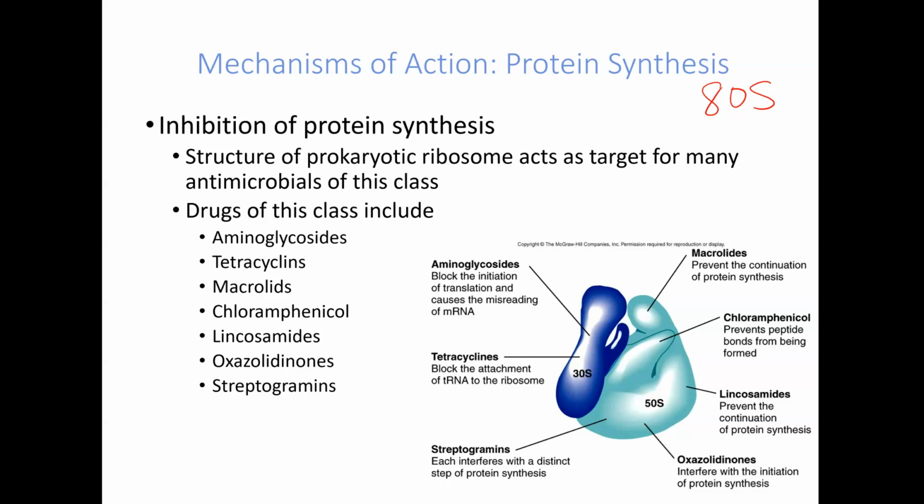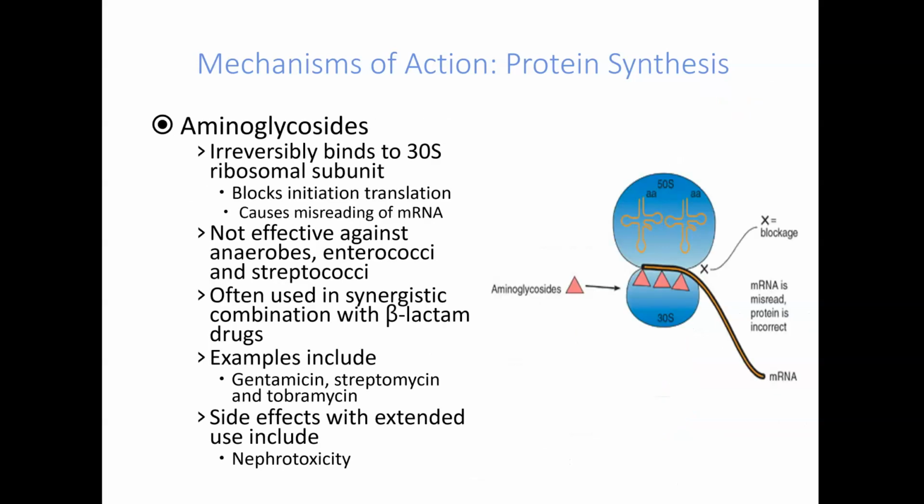Lots and lots of types of drugs in this class. They all have slightly different mechanisms of action, and I'll talk about a few of them here in the next few slides. So let's talk about the aminoglycosides first. They work by binding to the 30S subunit, and this blocks initiation.